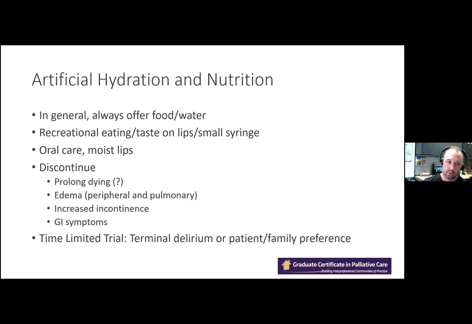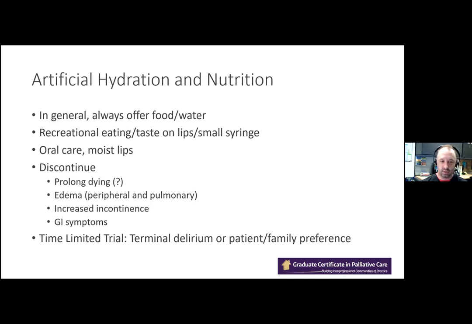So, some guidance in terms of artificial hydration and nutrition. In general, again, highlight that we always offer it. I recommend having a diet, even for someone who's been NPO due to dysphagia. Recreational eating, tasting sips, small syringe. Oral care is important too. So, having that moist sponge can really make a difference in using other mouth moisturizers.